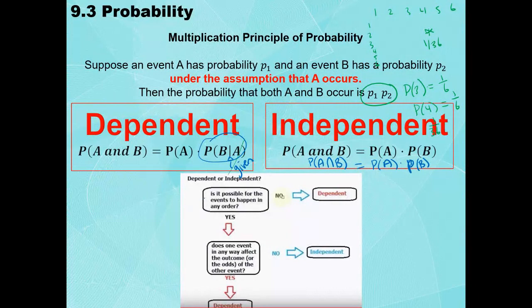So independent versus dependent, and again, we're going to get into this a little bit more later, but is it possible for the events to happen in any order? If the answer is yes, does one event in any way affect the outcome or the odds of the other event? If the answer is yes, then it's dependent, like they depend on each other. One change is going to impact it. Whereas if your answer to the first question is no, is it possible for the events to happen in any order? No, then it's automatically dependent. You don't need to keep looking, right? You can't switch the order. They're not independent, they're dependent. Does one event affect the other? No. If one doesn't affect the other, then they're independent. Okay.